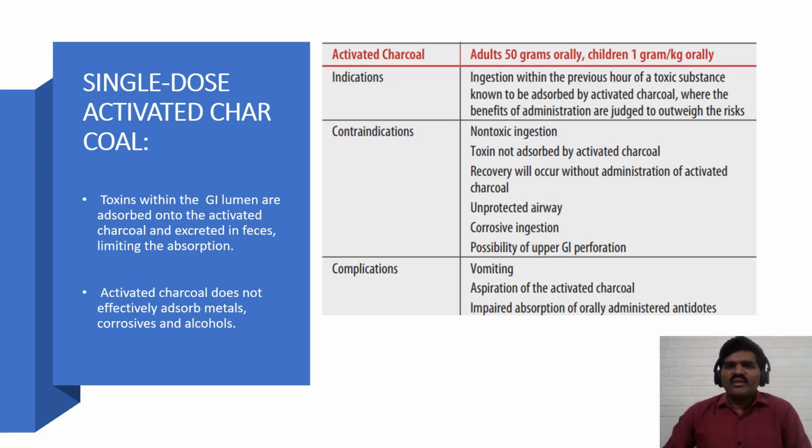The dose of activated charcoal is 50 grams orally for adults and it is 1 gram per kg orally in children. It can be instituted as a slurry mixed with water by Ryle's tube. Contraindications include a non-toxic ingestion, toxin not absorbed by activated charcoal, recovery will occur without administration of activated charcoal, unprotected airway, corrosive ingestion, possibility of upper GI perforation. Complications include vomiting, aspiration of the activated charcoal, impaired absorption of orally administered antidotes.